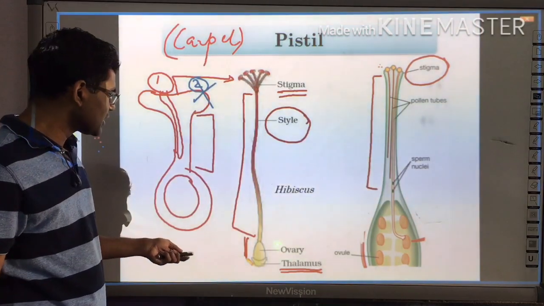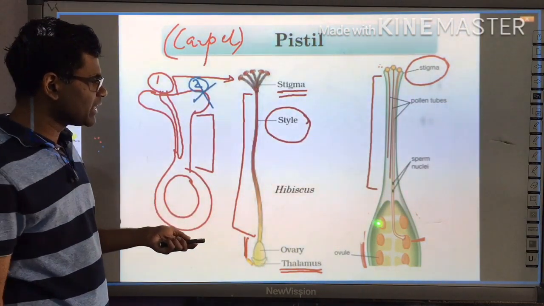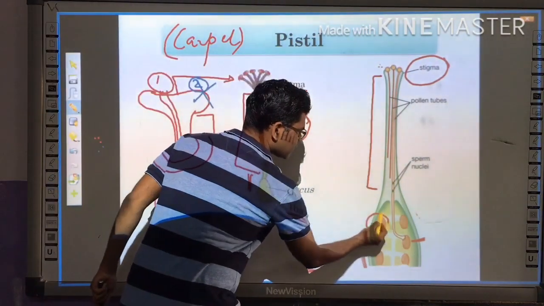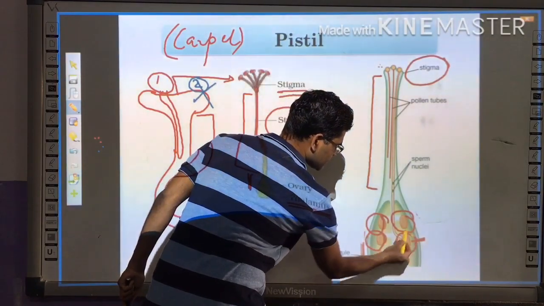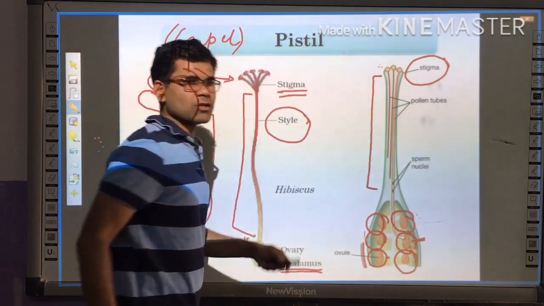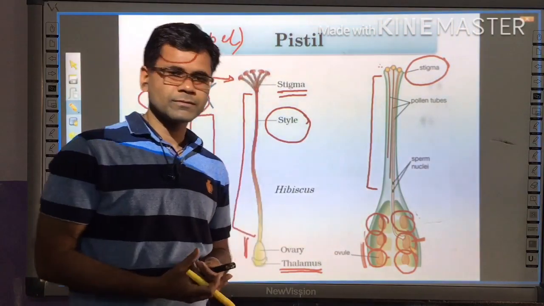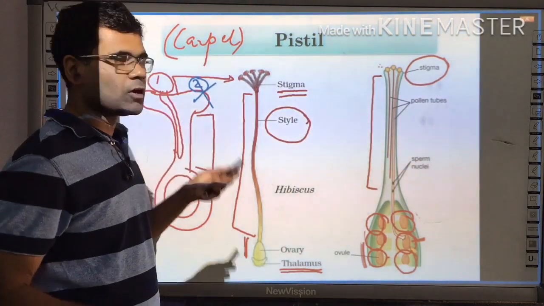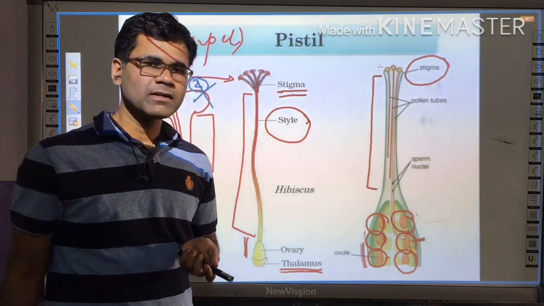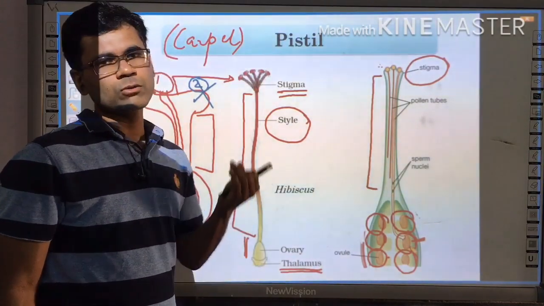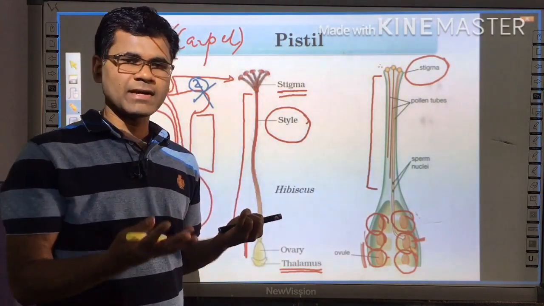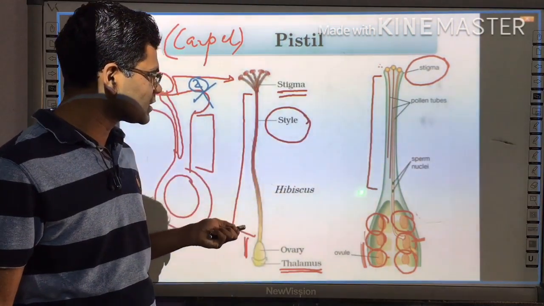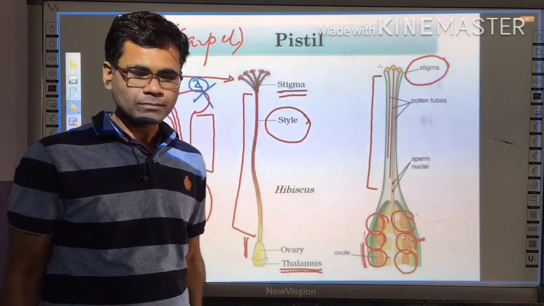This ovary is the last and basal part. This ovary has various locules, as in this diagram it is much more clear. It has multiple locules, and these locules contain ovules. That is how the common structure of a gynoecium can be explained. So again I am recapping it. It includes three things: stigma, a flattened structure; style, a filamentous structure; and at last the ovary.